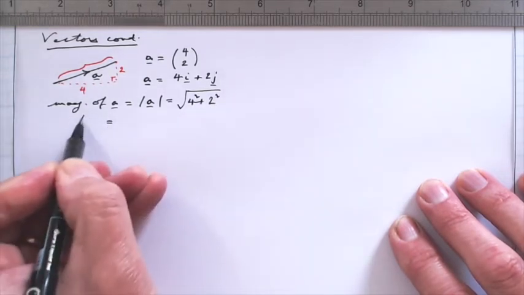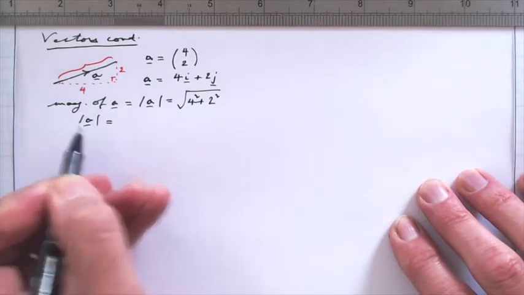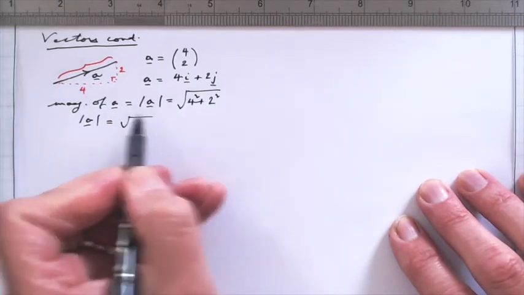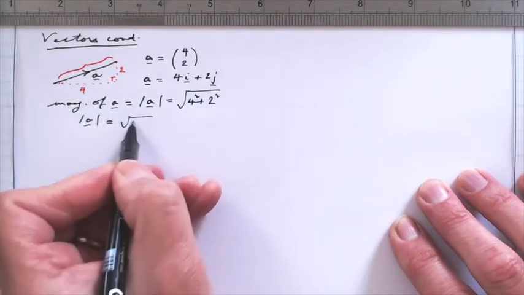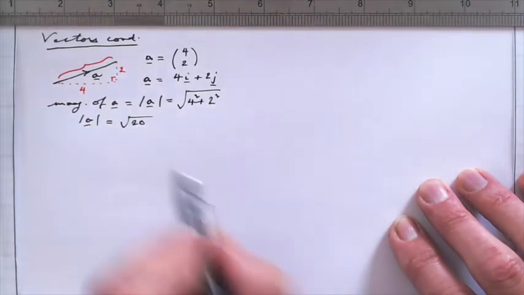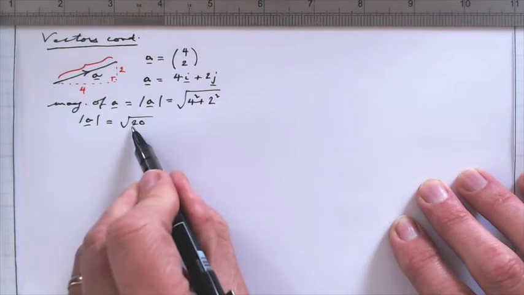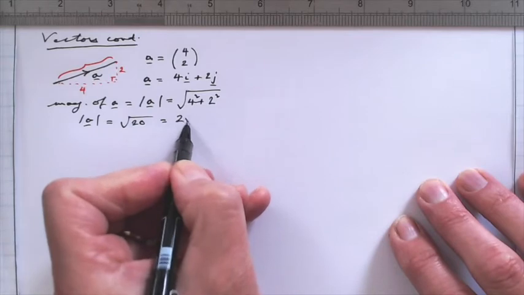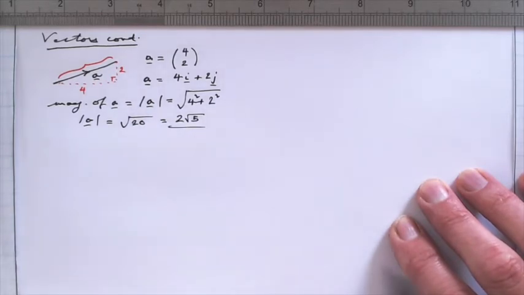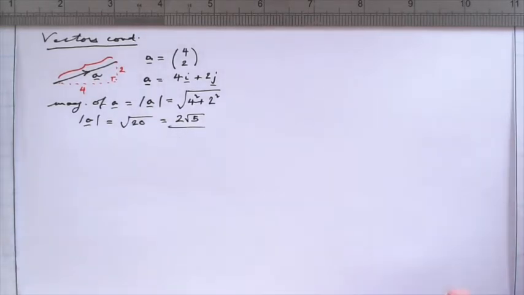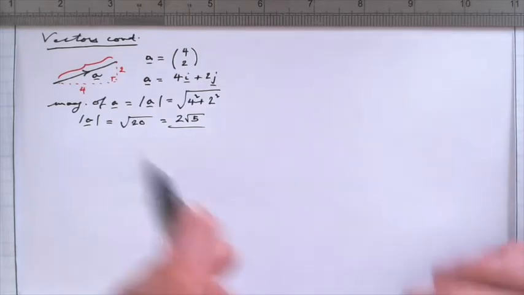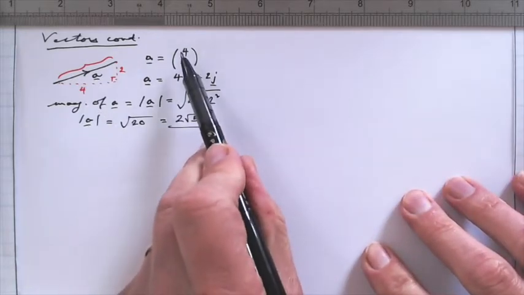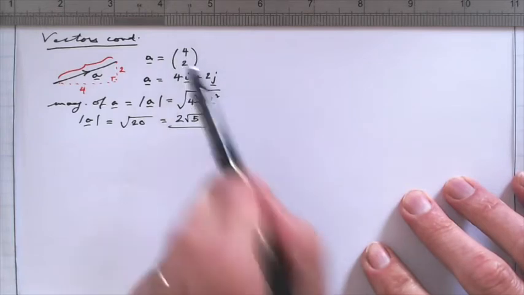So for our example, the magnitude of A is the square root of 16 plus 4, which is 20. We have a nice little surd thing going on here because 20 is 4 times 5. So it's the square root of 4 times the square root of 5, which is 2 root 5. Always nice to reduce a surd down to its simplest form. So generally, if you're given a vector and you're asked to calculate its magnitude, you just need to take the square root of the sum of the squares of its components.